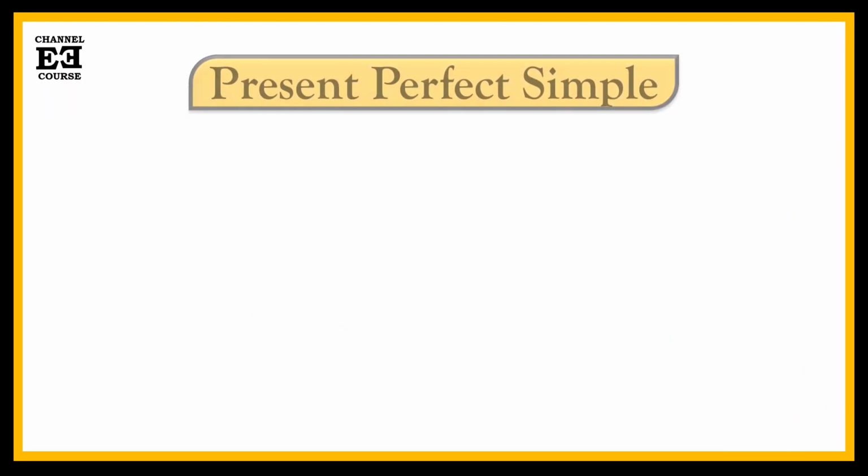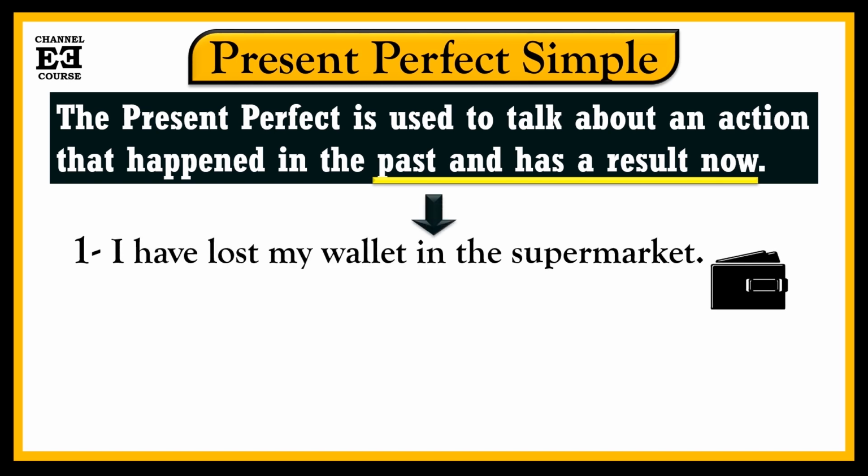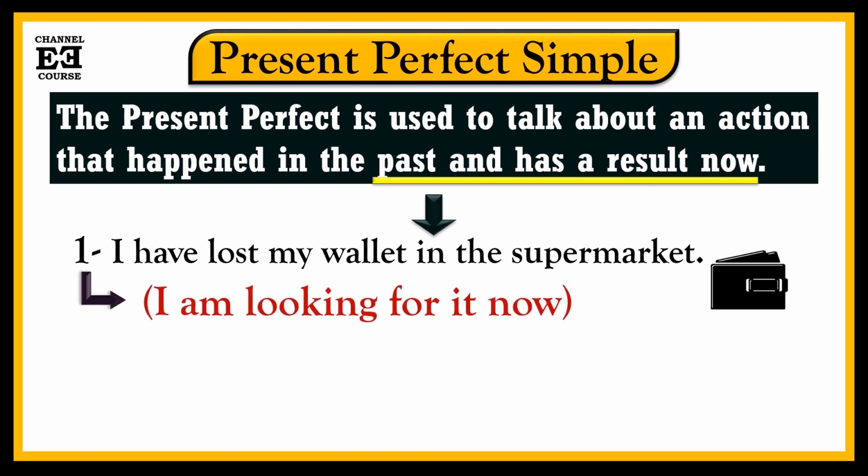Simply, the present perfect can be used to talk about an action or state that happened in the past and has a result now. Before diving into other details, I'd like you to check these examples. 1. I have lost my wallet in the supermarket. As you can see, there is no specific mention of time as the focus is only on the result now. With this example, I'm looking for my wallet now.